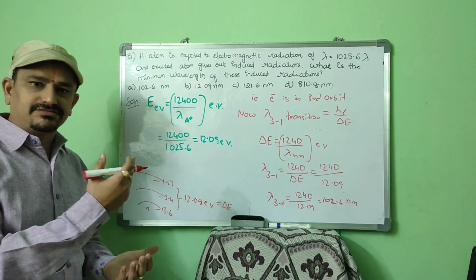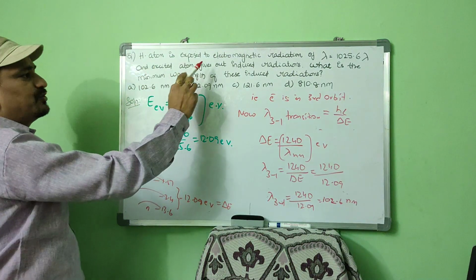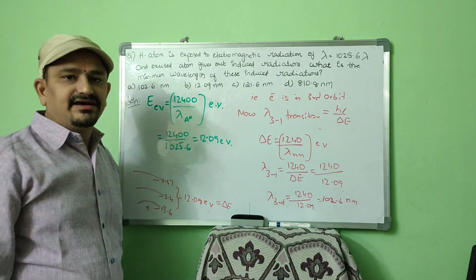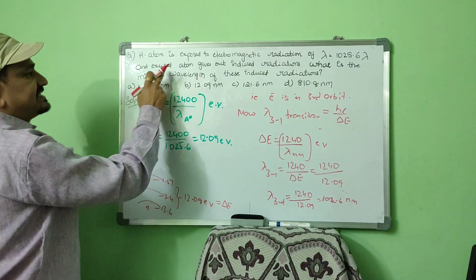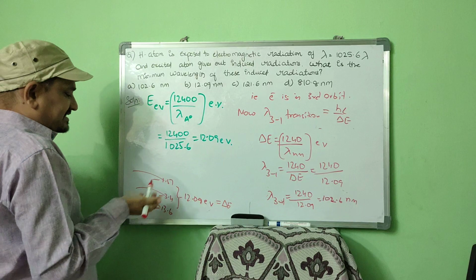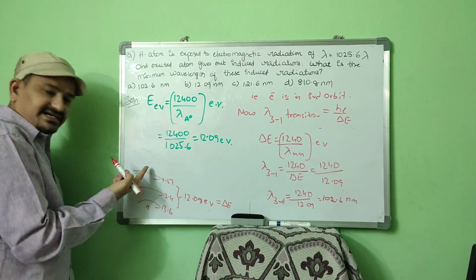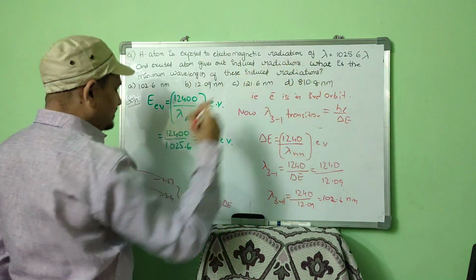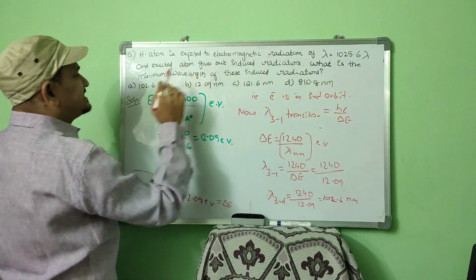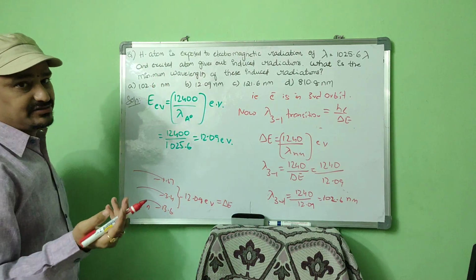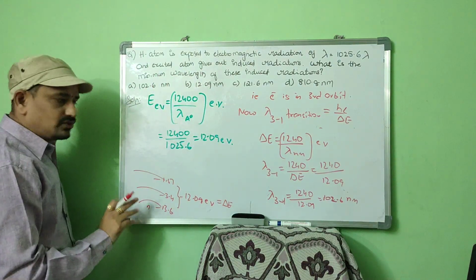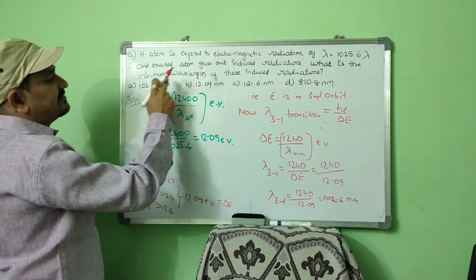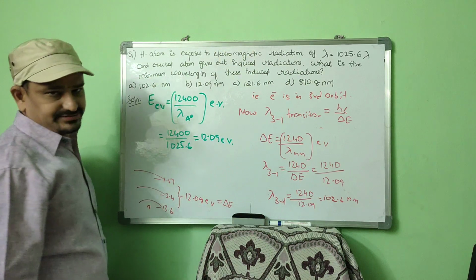This is the next question, right? A hydrogen atom is exposed to electromagnetic radiation of wavelength 1025.6 angstroms, right? And the excited atom gives out induced radiation, meaning the electron is excited and jumping back to the ground state. What is the minimum wavelength? Minimum wavelength means maximum energy. Maximum energy means high level to low level. What is the minimum wavelength of these induced radiations?